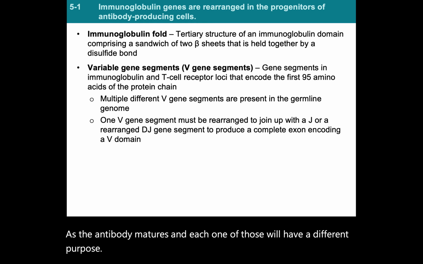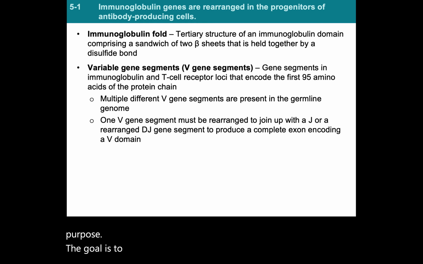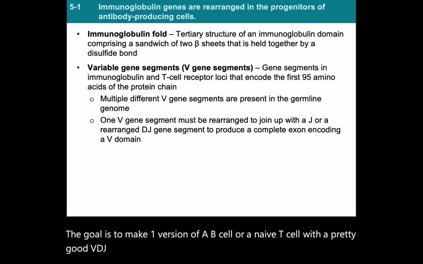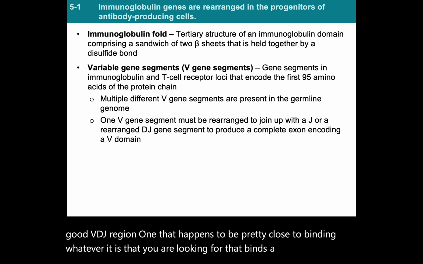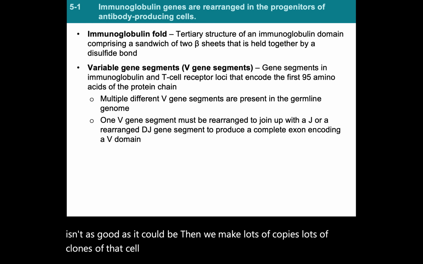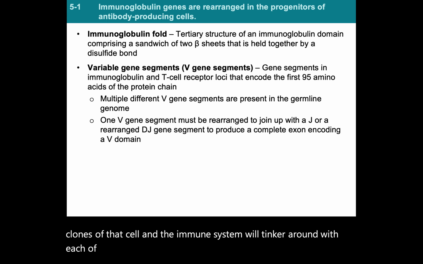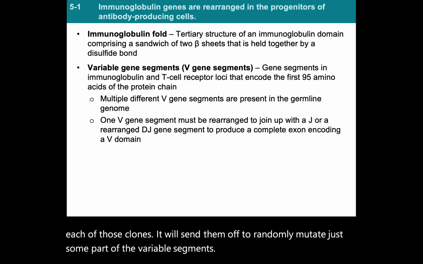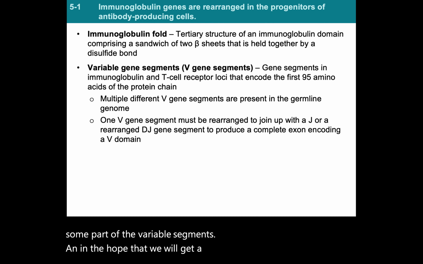So the goal is to make one version of a B cell or a naive T cell with a pretty good V, D, and J region. One that happens to be pretty close to binding whatever it is that you are looking for, or that binds a little bit but maybe isn't as good as it could be. Then we make lots of copies, lots of clones of that cell, and the immune system will tinker around with each of those clones. It'll send them off to randomly mutate just some part of the variable segment, in the hope that we will get a better antibody out at the end, or a better T cell receptor.